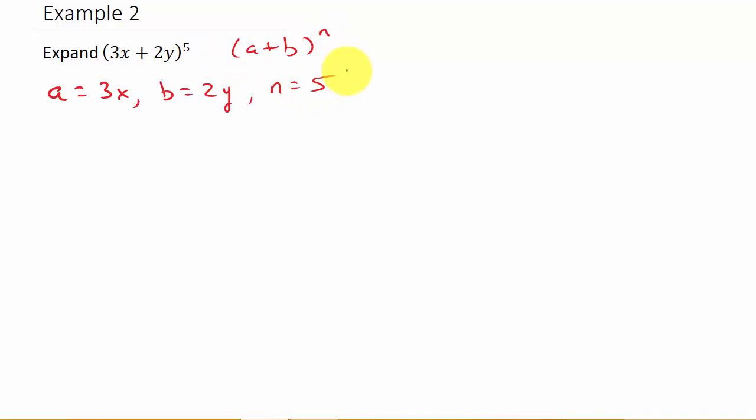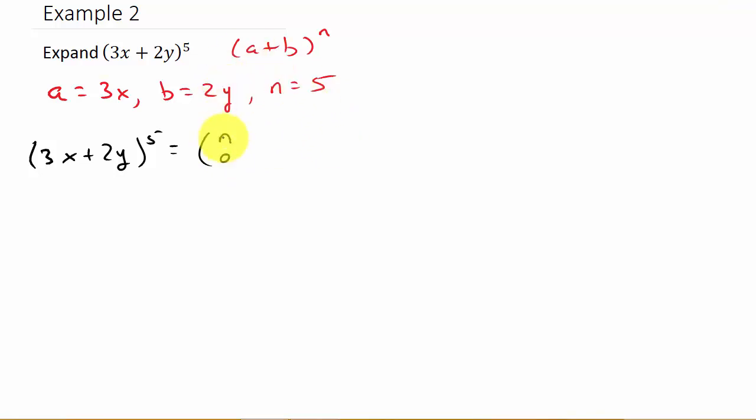All right, so now let's go ahead and calculate it. So we have (3x + 2y)^5 is equal to, okay, remember it starts out n choose 0, right?